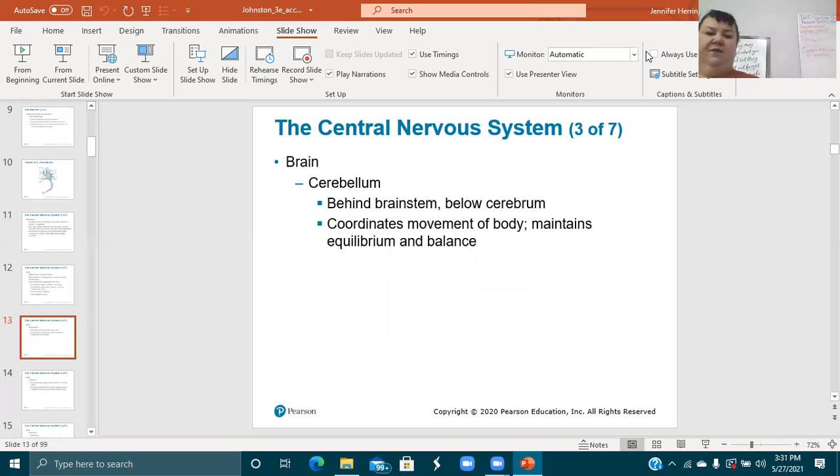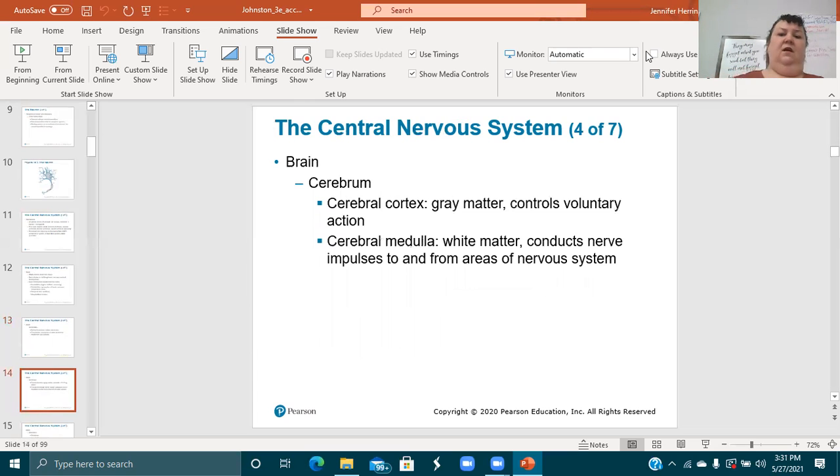So within the brain, we have a cerebellum. This is behind the brainstem, below the cerebrum. It coordinates movement of the body, maintains equilibrium and balance. The cerebrum, on page 584, is the cerebral cortex, contains gray matter and controls voluntary actions. It also has the cerebral medulla, which contains white matter and conducts nerve impulses to and from areas of the nervous system.